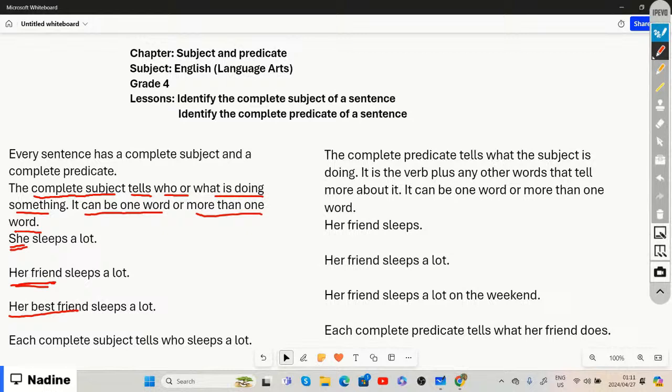It can be one word or it can be more than one word, and it tells us who or what is doing something. It can either be like this, where we say she, or it can be someone's name, where we can either say, for example, just an example, Matthew, or we can say Jade sleeps a lot, right? So it can be either the name or the pronoun, right? But it needs to tell us who or what is doing something.